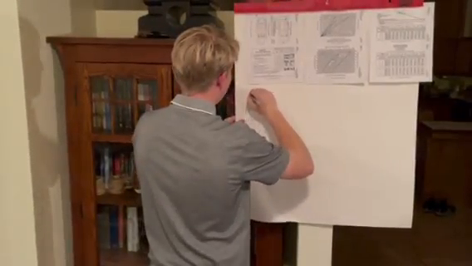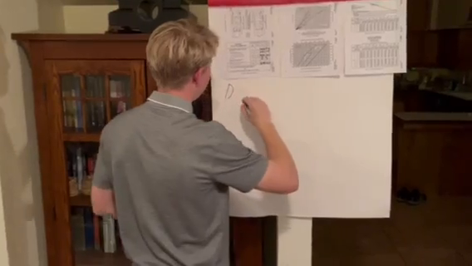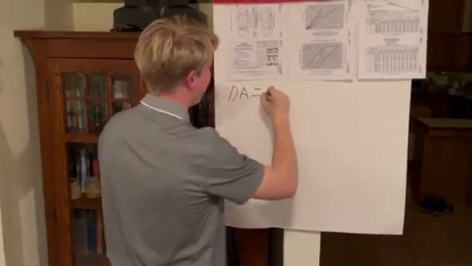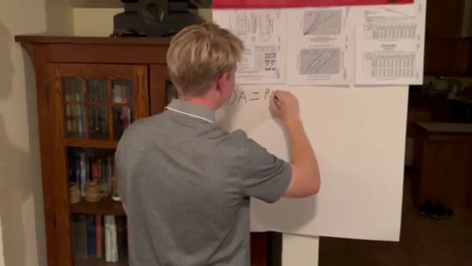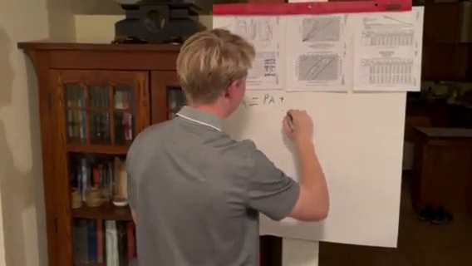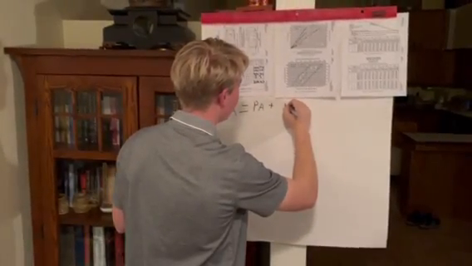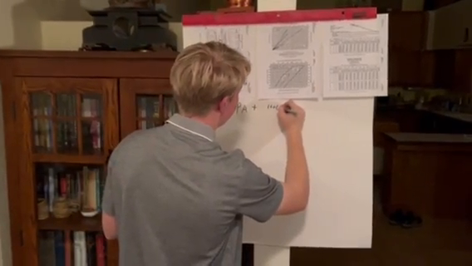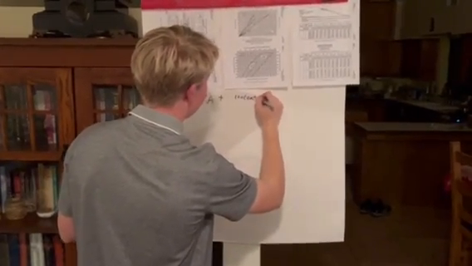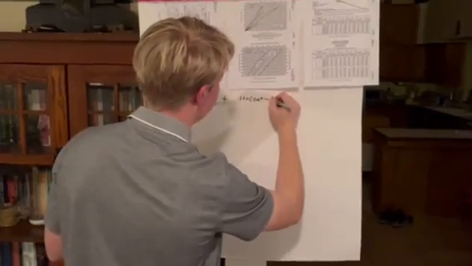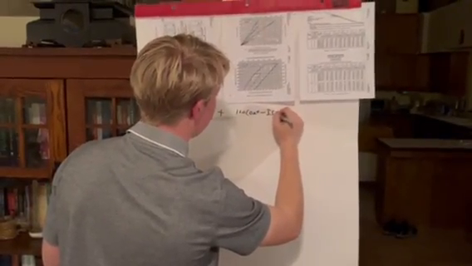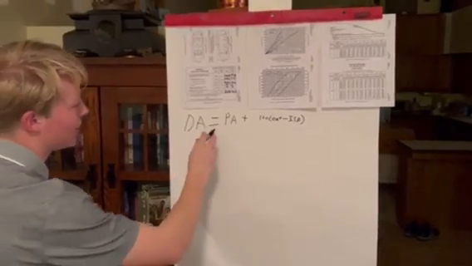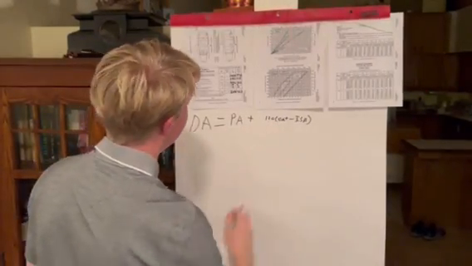Density altitude is found by the pressure altitude plus 120 times the difference of the outside air temperature and the international standard atmosphere. So that's how we find density altitude, from the pressure altitude and the temperature.